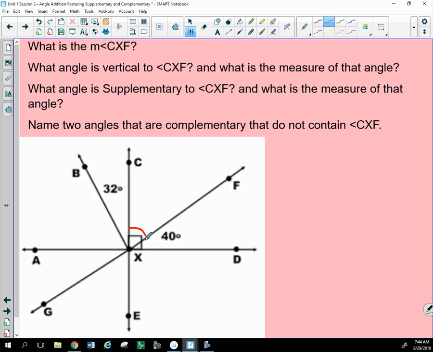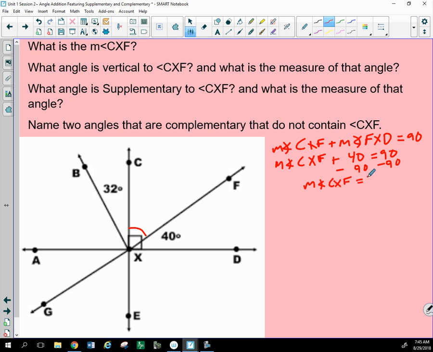And so this angle, I notice, is complementary because of the 90-degree mark to FXD. So that would mean that angle CXF plus the measure of angle FXD should equal 90 degrees. So if I substitute in the stuff that I know, that the measure of FXD is 40, and I do some algebra, subtracting 40 across the equal sign, the measure of angle CXF should be 50 degrees. So I can put a 50 there. All right, so that answers the first question.